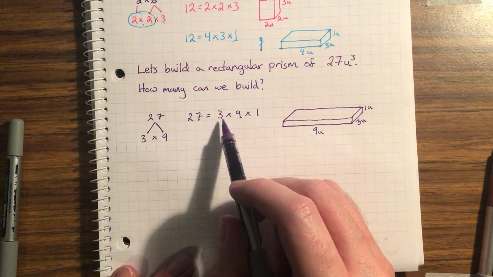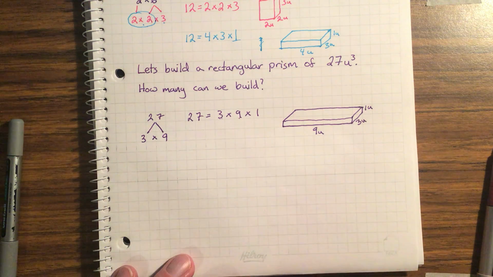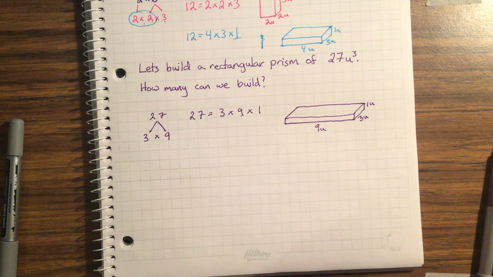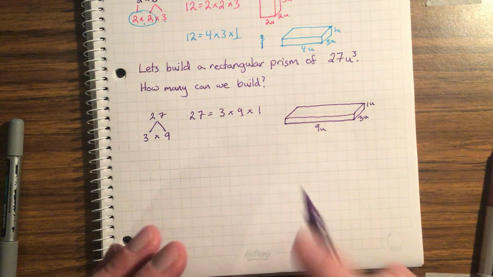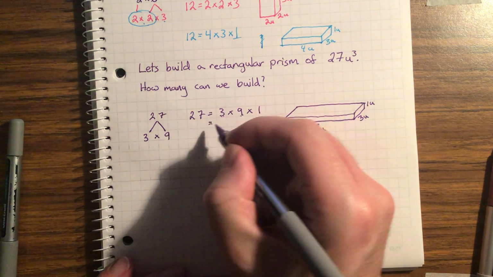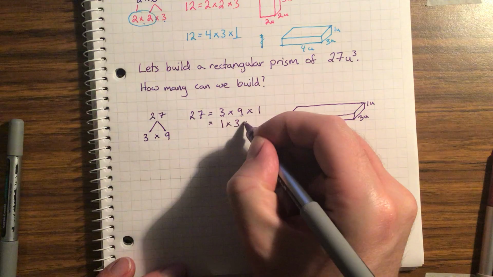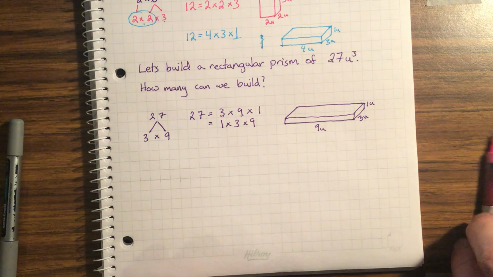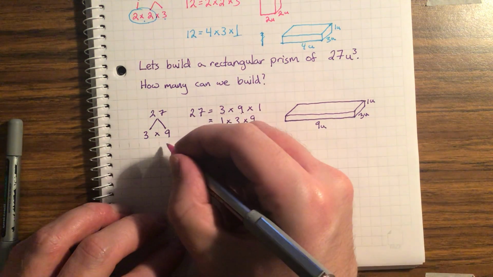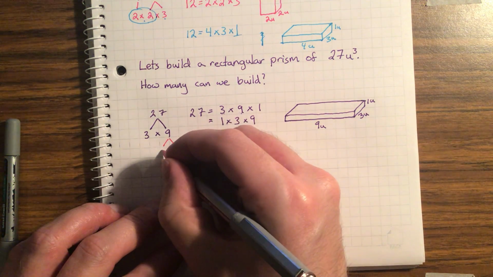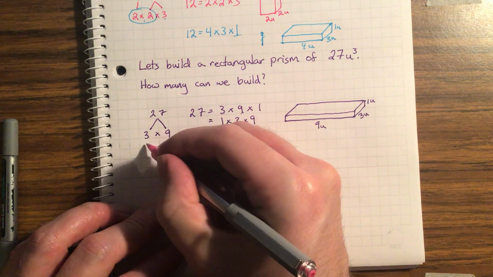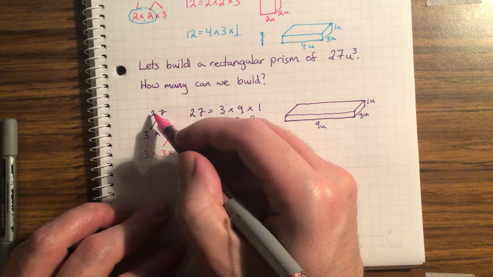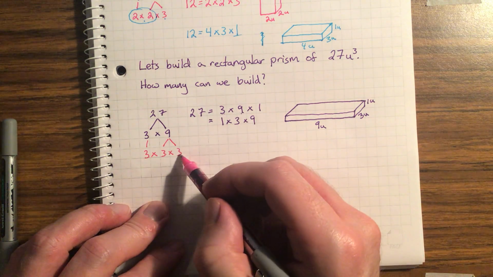My length and my width, I can say width times length times height. I could even rotate this shape around so it's upright and change these around because it doesn't matter what order we do them in. 1 times 3 times 9. Right? Multiplication is commutative. The order doesn't matter. Now let's see if we can break it down a little bit farther. Let's build a pink one. The 9 can be broken down into 3 times 3. So 27 is equal to 3 times 3 times 3.